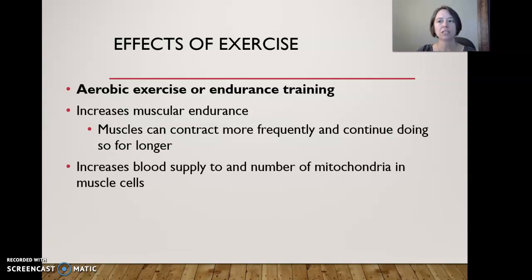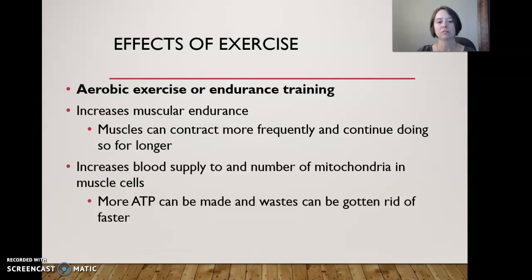Also, it increases the blood supply. So you get more blood vessels, you get more efficient delivery of blood, and it also increases the number of mitochondria in the muscle cells. So why do we want more mitochondria? Well, we know mitochondria creates ATP. So if you have more ATP, you have more energy to contract your muscles.